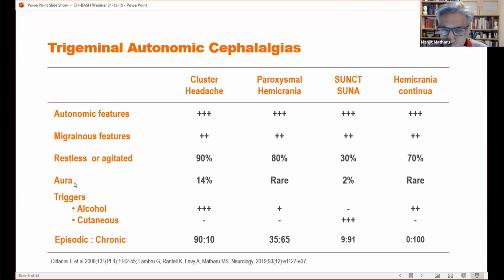While we tend to think of aura as something that goes with migraine, be mindful that aura can also occur with all of these, and there are rare cases described with as many as 14% of the patients with cluster headaches having the typical migrainous aura. In terms of triggers, alcohol tends to be a prominent trigger for cluster headache, whereas cutaneous touch tends to be a trigger for SUNCT. The majority of the patients who have cluster headache have the episodic variant, whereby they get long remission periods in between, with only 10% being chronic. And as you go across the group, that proportion of chronic patients increases.